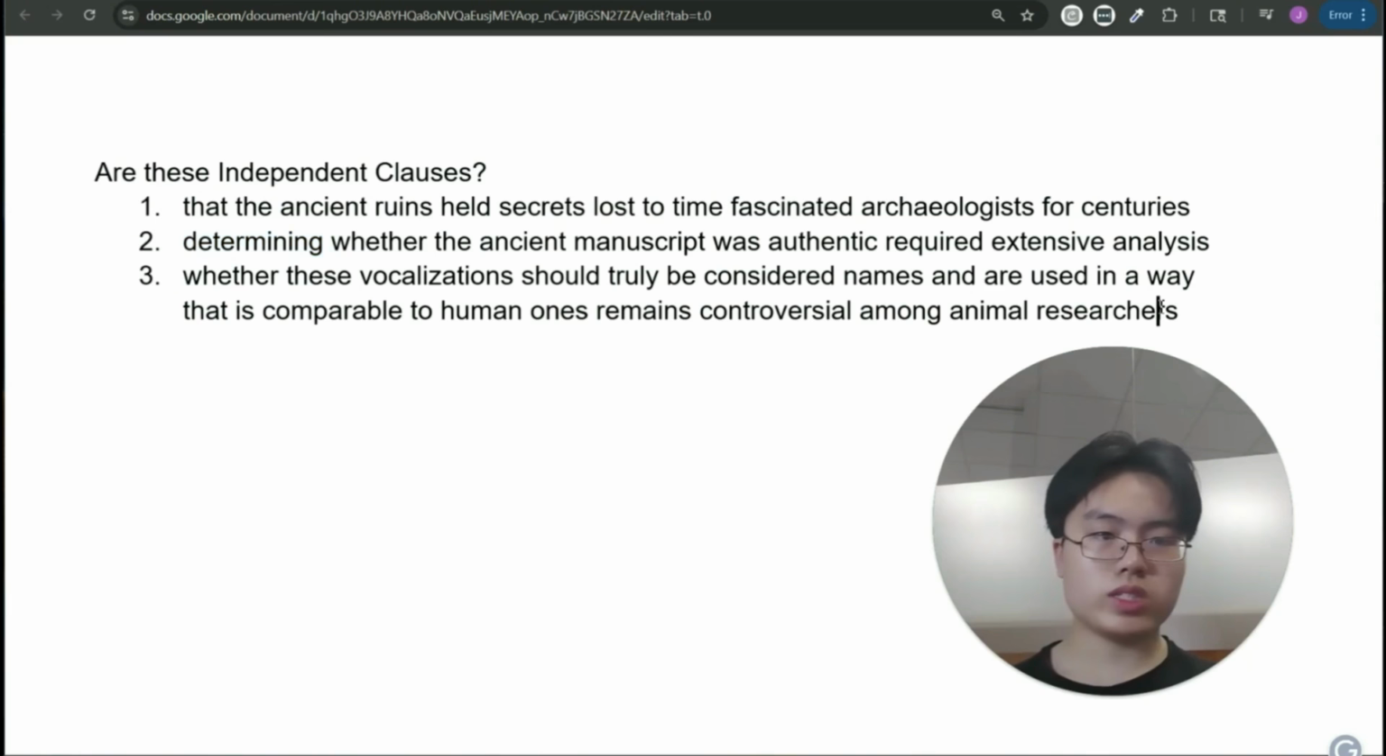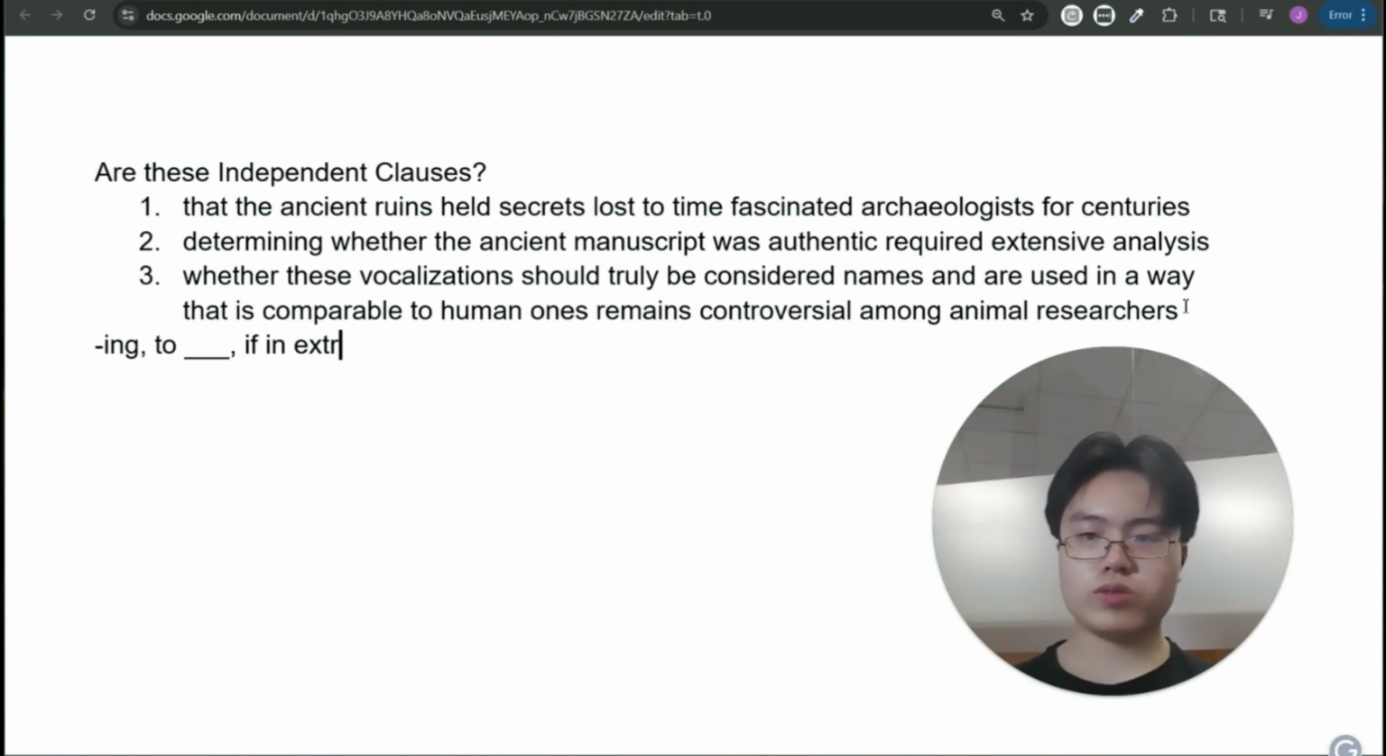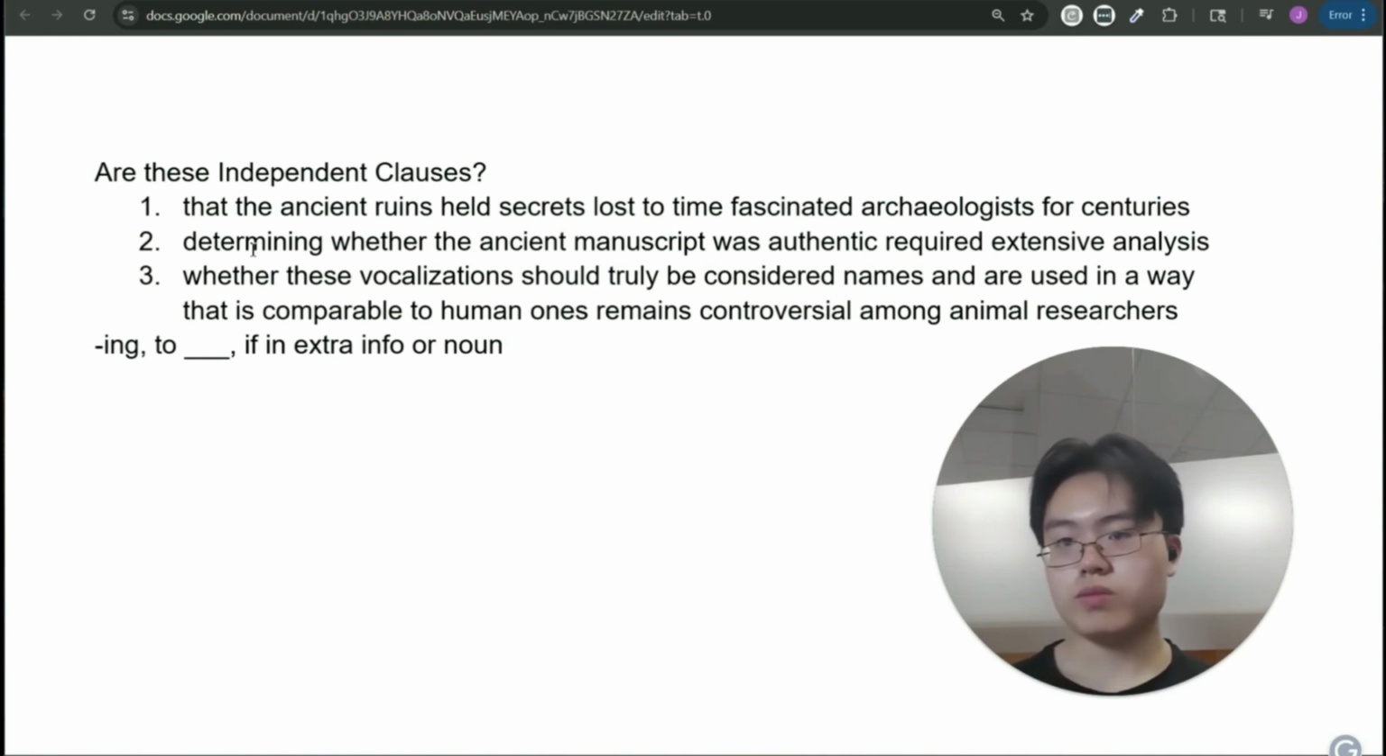Let me write this. So ing verbs are definitely not a main verb. Definitely not. If it's in extra info or in a noun, then we know it's not a main verb. Everything else is a main verb, by the way, guaranteed. Determining, that's an ing verb. It's not a main verb.